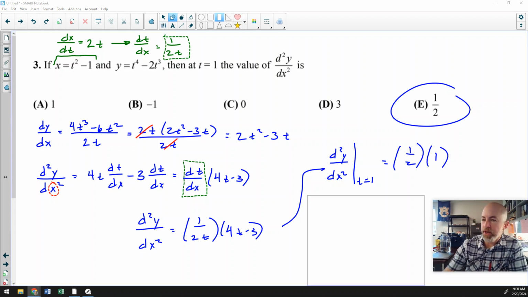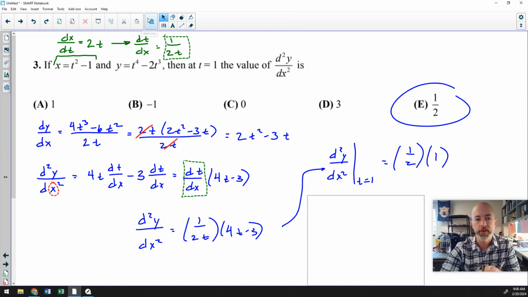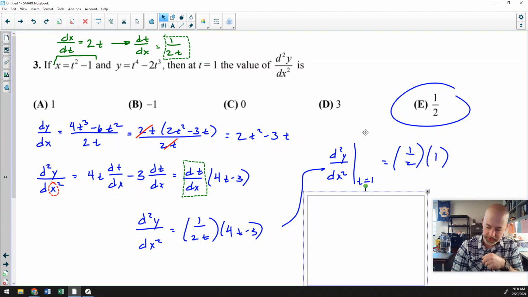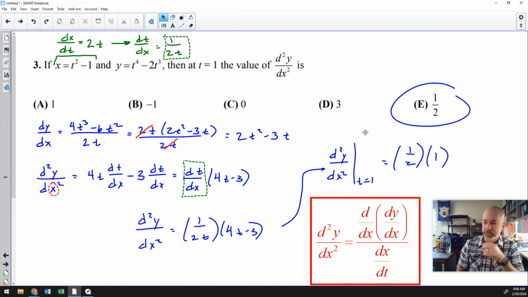Okay, now having done all of that with the implicit differentiation and substitution process, there is a memorized formula that you can use for the second derivative of a parametrically defined function. And it is this: if you want the second derivative, you can find the derivative with respect to t of your first derivative, dy/dx, and divide the whole thing by dx/dt.